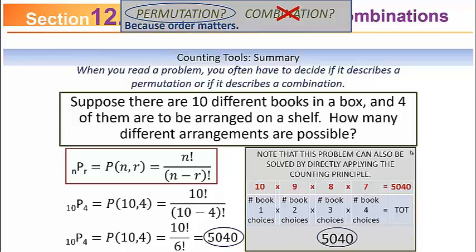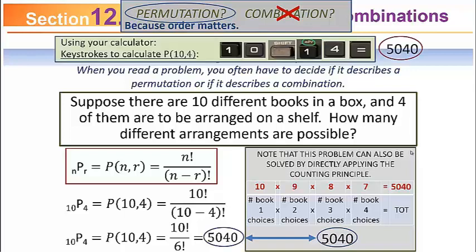So you could actually do that problem by the counting principle, and you'll find that to be true quite a lot. The counting principle is kind of a bedrock principle, and sometimes you can use it in place of using one of these other formulas if you really want to. But it is the same answer either way you do it. If you want to do that on your calculator, you type in 10, hit shift 1, which is the permutation combination, then you'd press 4, and that would give you 5,040.